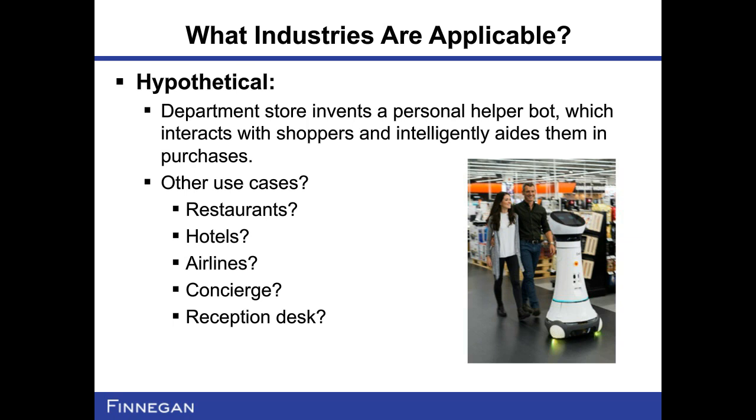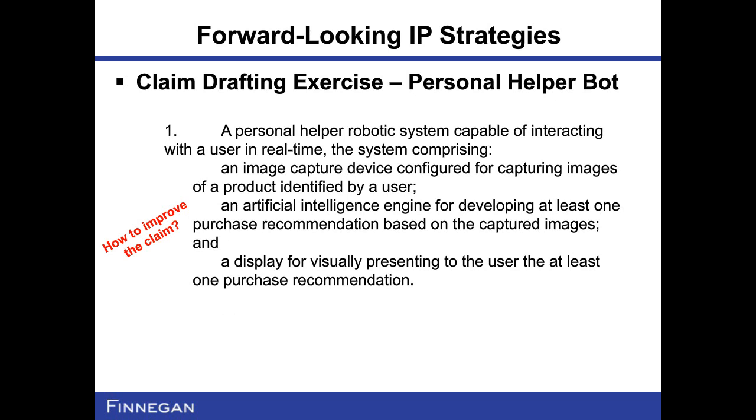Now, to walk through some of these issues, we thought it would be helpful to present an invention, and we tried to make the invention not too complex so that it could be something that people can actually read and understand in the time we have here. So this is an invention of a shopper robot, like we saw in the previous slide. It has an image capture device, so it can capture an image of a product, like a shoe, for example, that a customer is looking at.